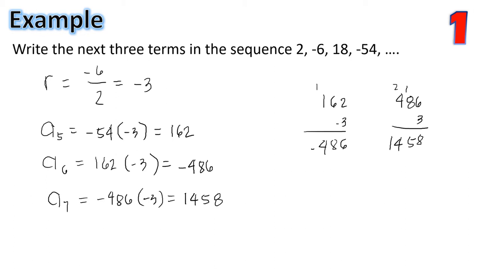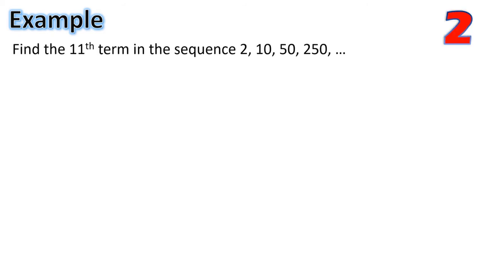Hence, the next three terms in the given sequence are 162, negative 486, and 1,458. Next example, find the 11th term in the sequence 2, 10, 50, 250, and the pattern continues.